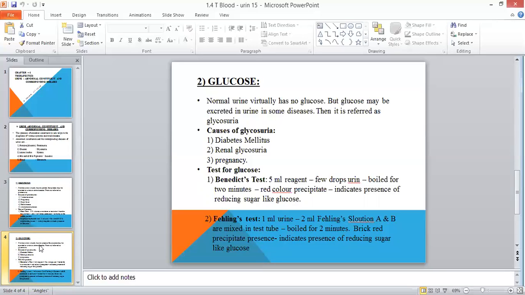Now, in this class, we came to know about two components, protein and glucose. In the next class, we will discuss ketone bodies, bile salt, bile pigments, and blood, and their related diseases.